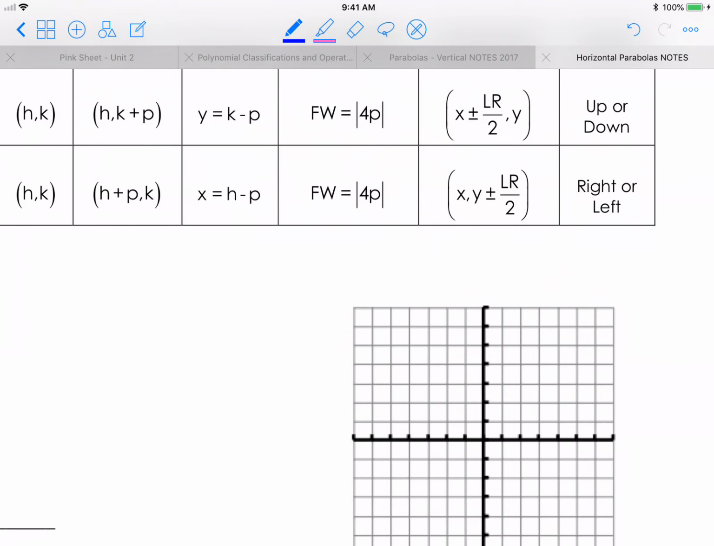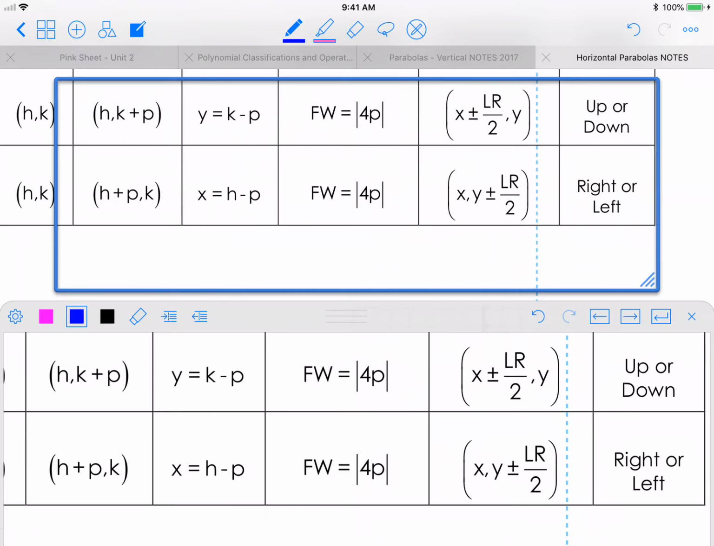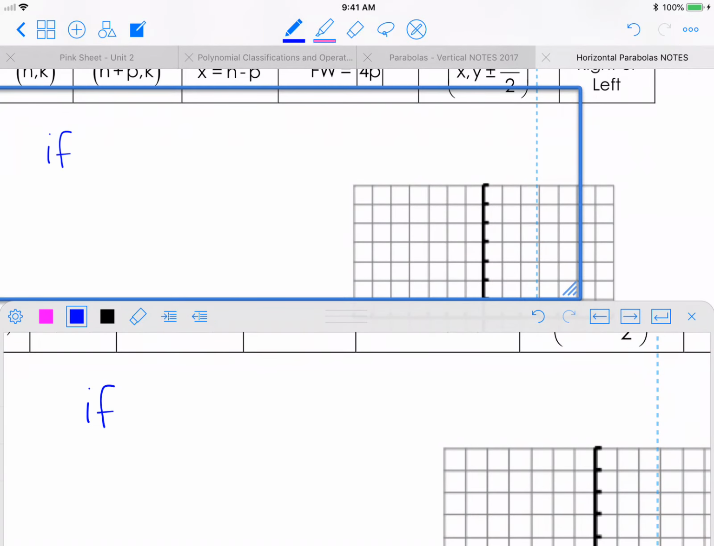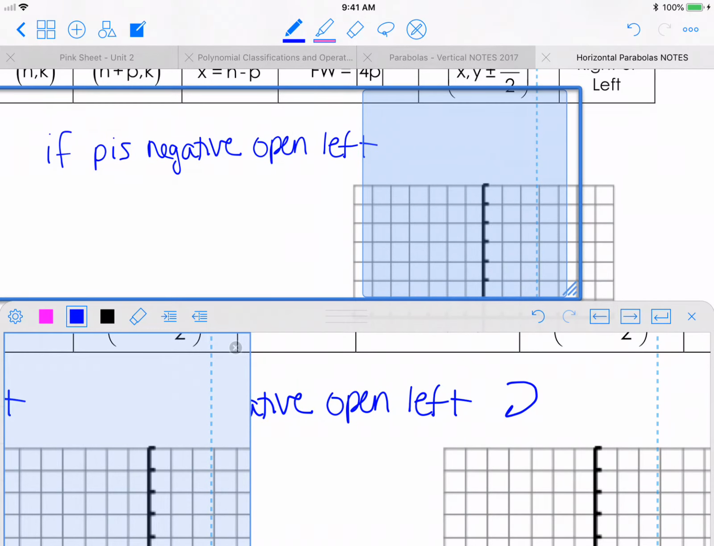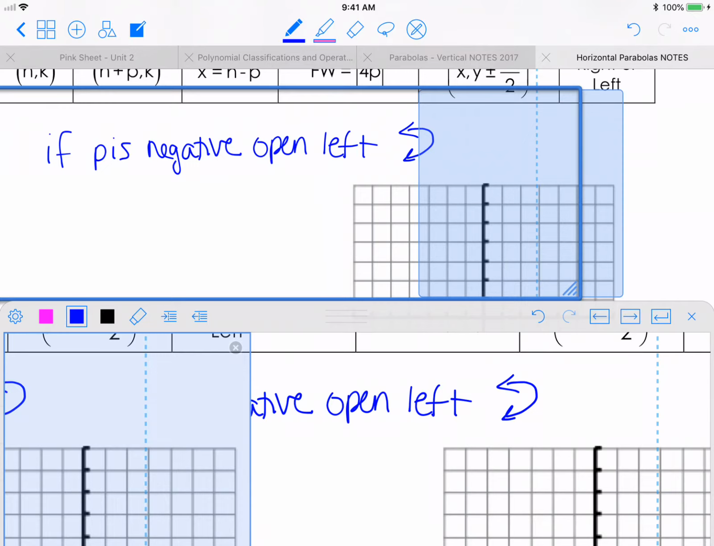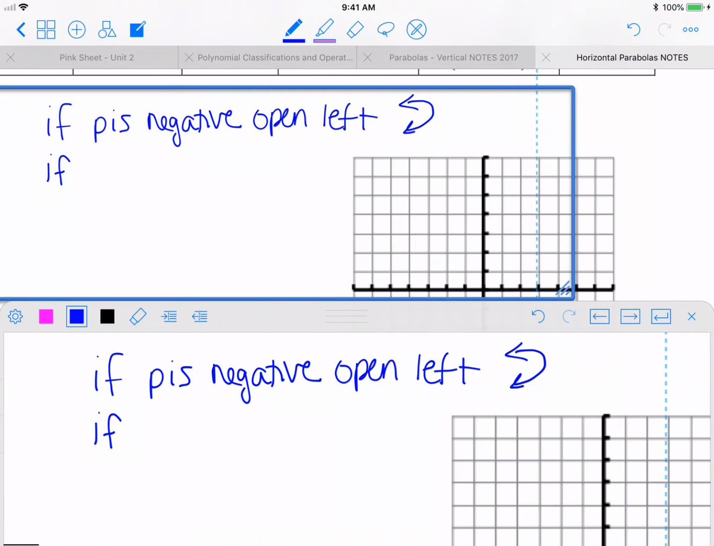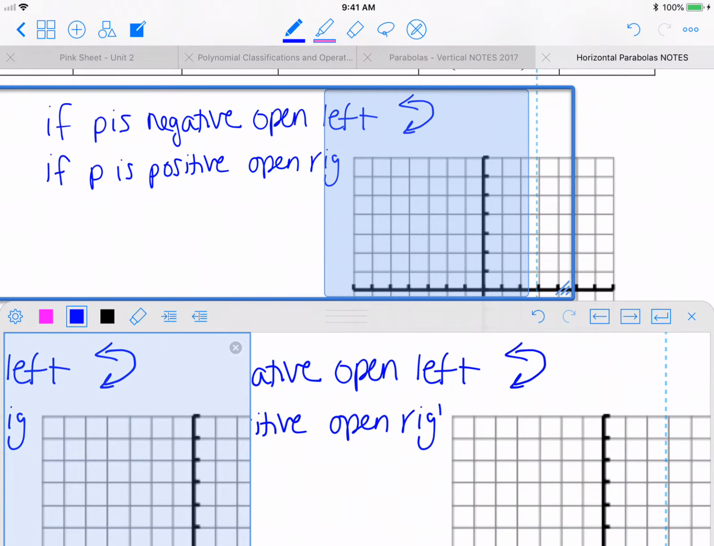How do we know if it's going to be going right or left? So if P is negative, it's going to open left. Okay, so it's going to look like that. This should be written on your note card too. If P is positive, it's going to open right.